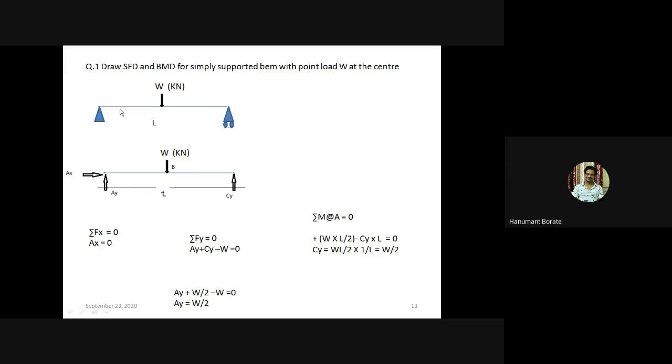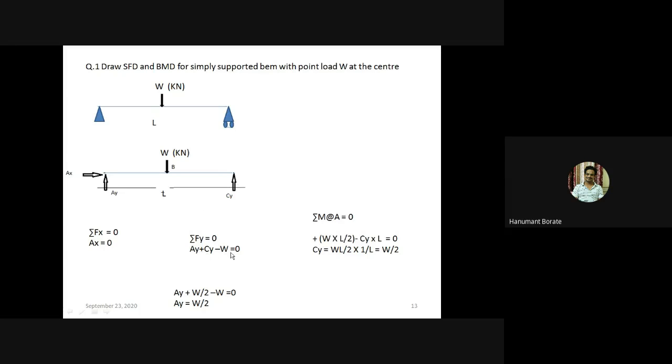Okay, now first draw the free body diagram. While drawing the free body diagram, we need to replace this hinge support and roller support by the reactions. So here I have replaced the hinge support by two reactions, Ay reaction, Ax reaction, and roller support by the Cy reaction. Okay. Now to find out these unknown forces, we need to use equilibrium condition. Summation Fx equal to 0. So by using this summation Fx equal to 0, we'll get Ax equal to 0. Summation Fy equal to 0, we'll get Ay plus Cy.